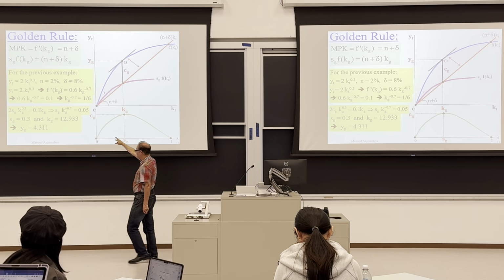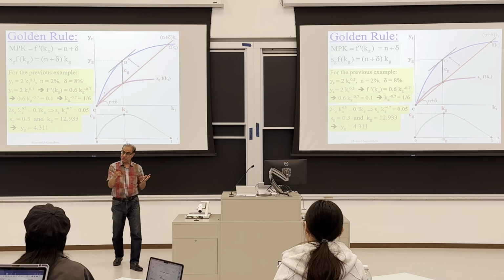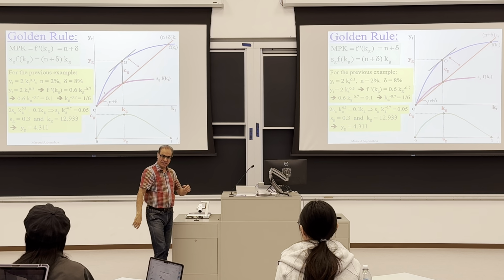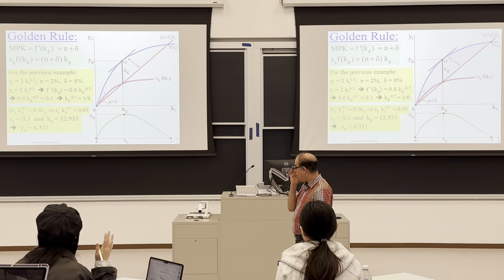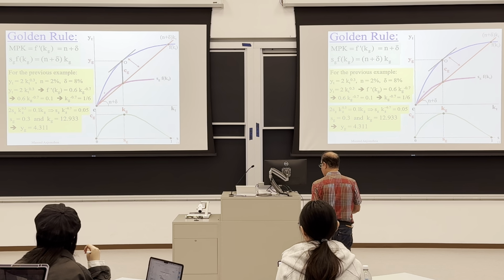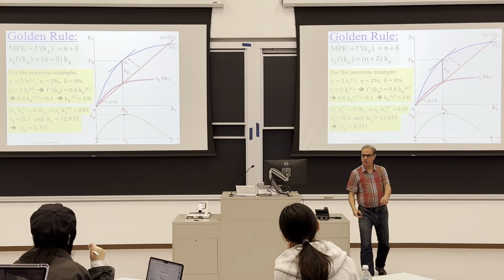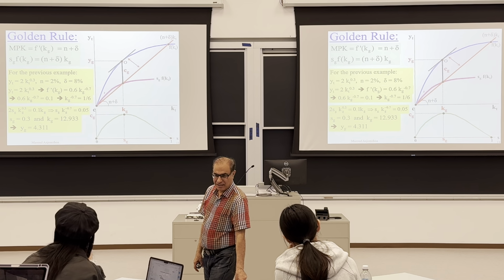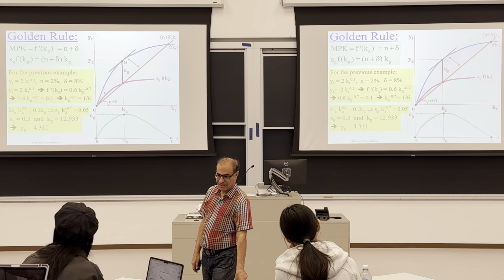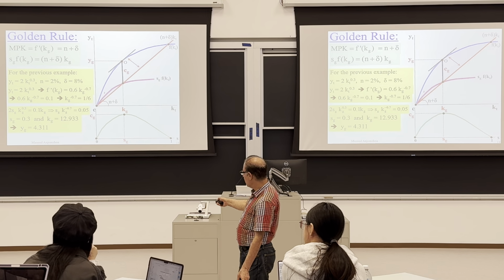How can I find CG, golden rule consumption per worker, which is supposed to be maximum? Anyone? Is it easy? Put kg into the SG and kg. And then y, and then y minus that. Yeah, exactly. You see here, she's right.